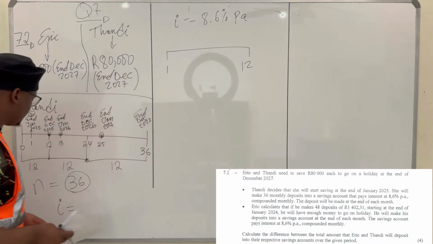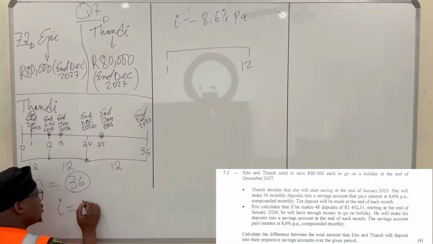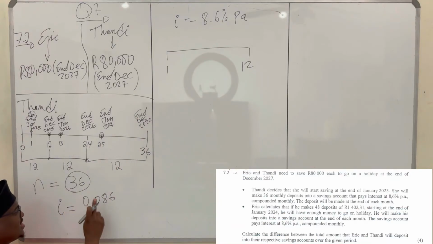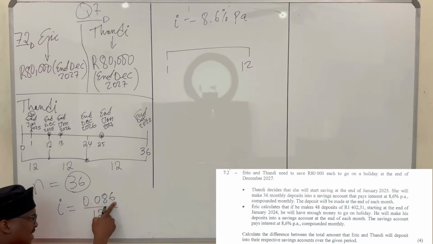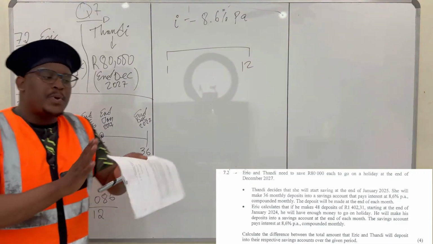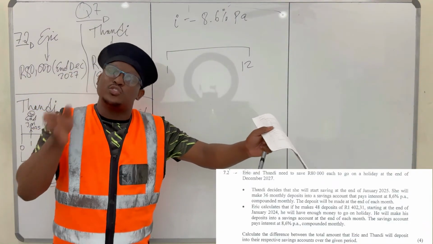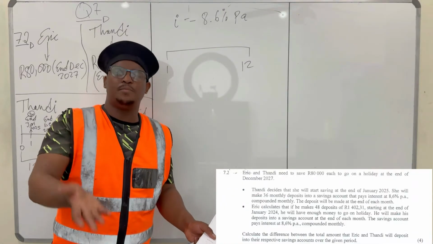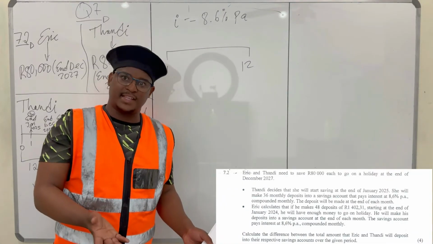So what do you say? Her interest rate now should be 0.086 divided by 12. So which means that 8.6%, you spread it out over the entire year so that you know how much interest you gain per month, if that makes sense.